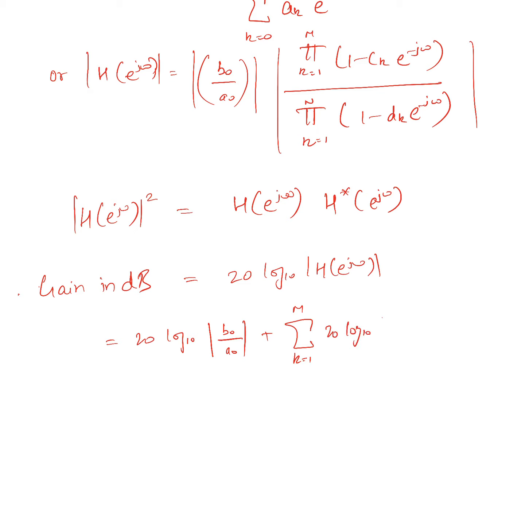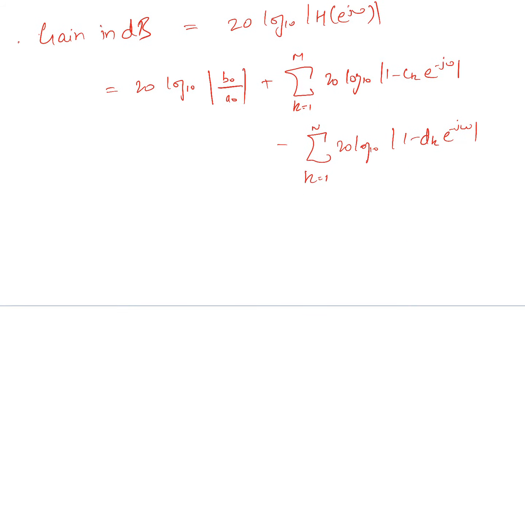of 20 log base 10 of the magnitude of 1 minus c_k e to the power minus j omega, minus the summation from k equal to 1 to N of 20 log base 10 of the magnitude of 1 minus d_k e to the power minus j omega. Okay, this would be your gain in decibels.